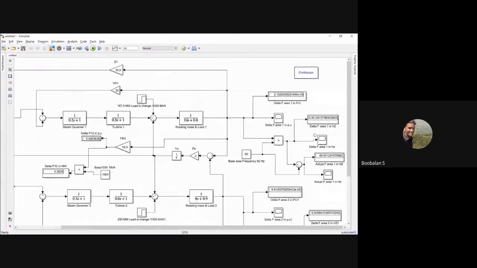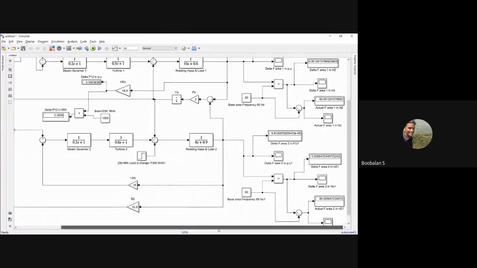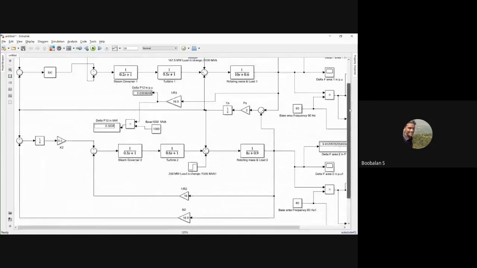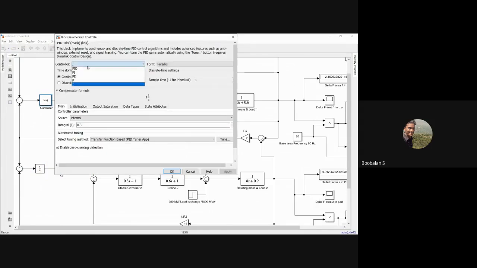Now you could see that the integral control is working. It's going to settle at about 60 Hz. Here also 60 Hz. So this is an integral controller, and this is also an integral controller. You could write it as PID controller or I control. You could just replace the name with I control. Both are the same. You can write it this way or that way. Nothing wrong in it. Then double click on it and change it. If you want PID, you could go with the PID.